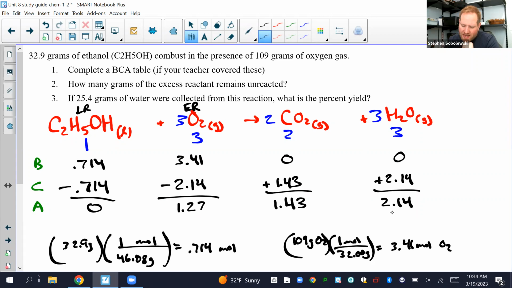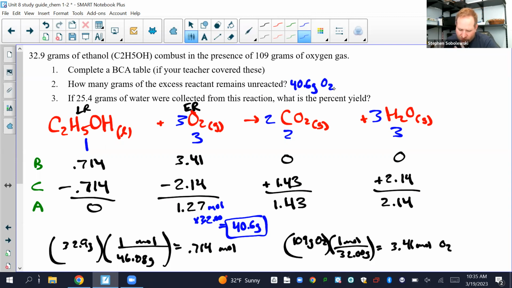How many grams of the excess reactant remains unreacted? Well, we already worked out the moles, right? 1.27. So if 1.27 moles, let's multiply that by the molar mass of oxygen, which is 32.00, and that's going to give us 40.6. That's how many grams remains unreacted, 40.6 grams of O2.